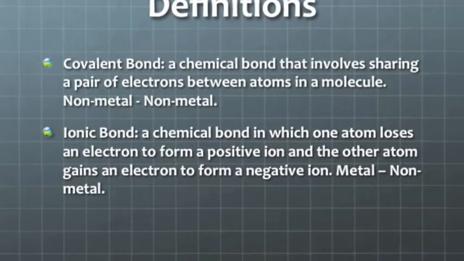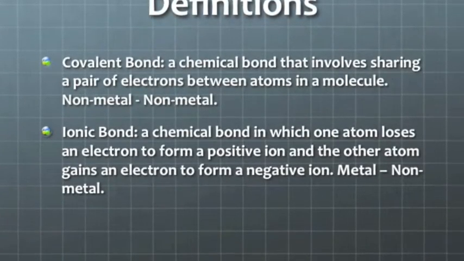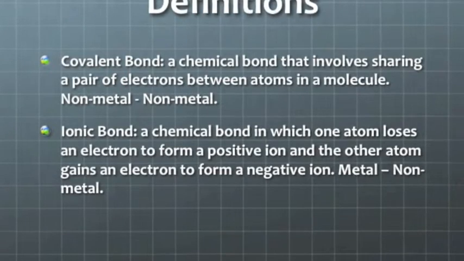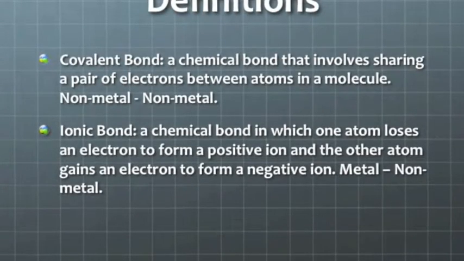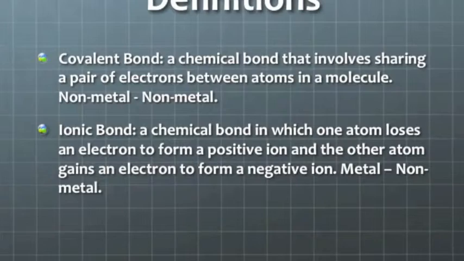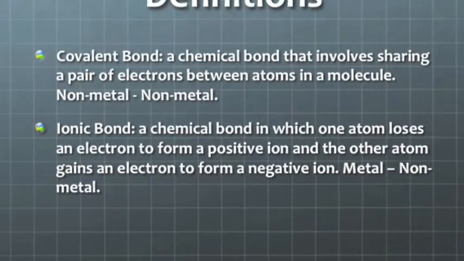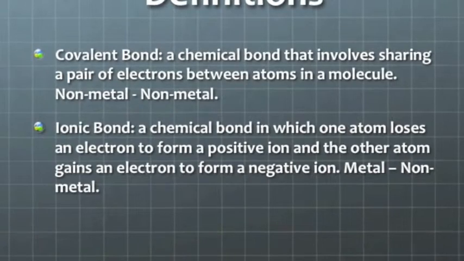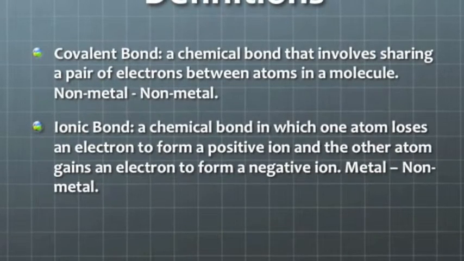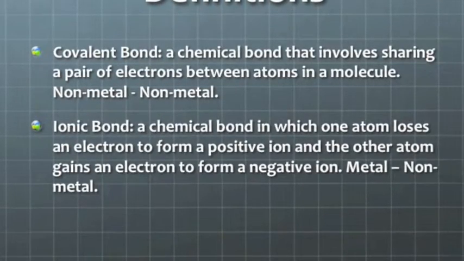Definitions. A covalent bond is a chemical bond that involves sharing a pair of electrons between atoms in a molecule. In other words, a nonmetal with another nonmetal. An ionic bond is a chemical bond in which one atom loses an electron to form a positive ion, and the other atom gains an electron to form a negative ion. In other words, a metal and a nonmetal.